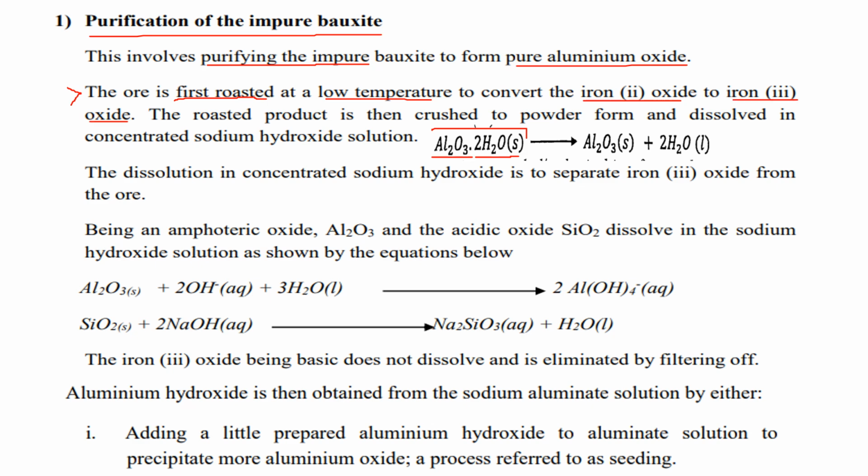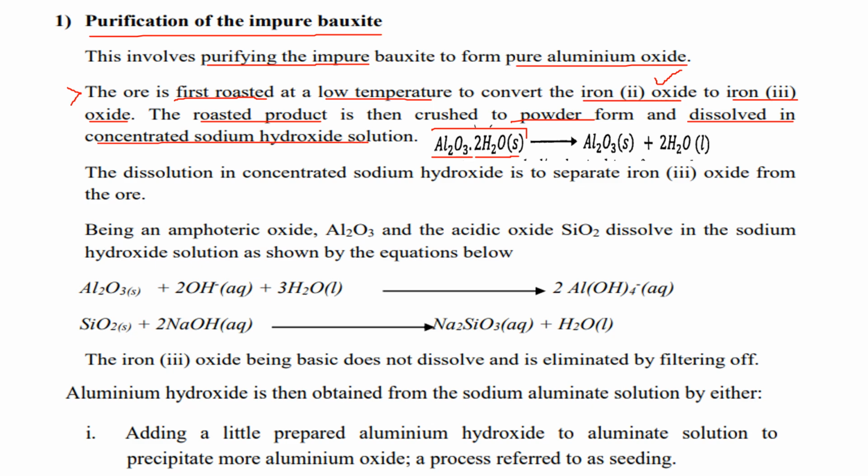However, a student who has said that iron 2 oxide is present as an impurity is also correct, because initially most of what is present is iron 2 oxide. But also the aim of roasting this ore is to eliminate the water that is attached to our ore. The roasted product is then crushed to powder so that it can form flour, and that flour we are going to dissolve in concentrated solution of sodium hydroxide.